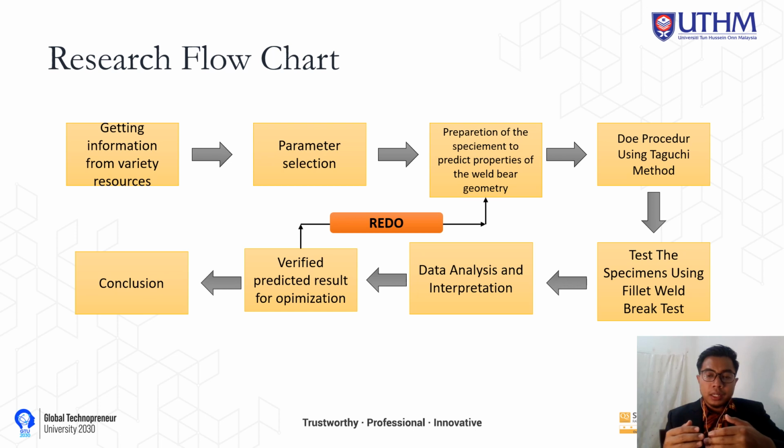If the data is not the same as the result, we need to redo the experiment. We start again at preparing the specimen, and then go to the next stage. But after the result is verified and valid, we make a conclusion for the research, or the data can be used for the next development of the next research.